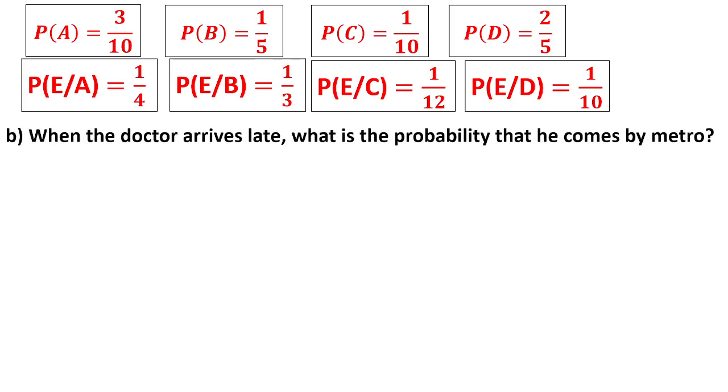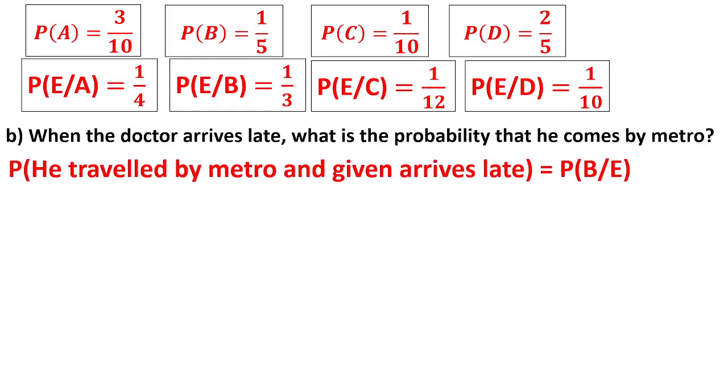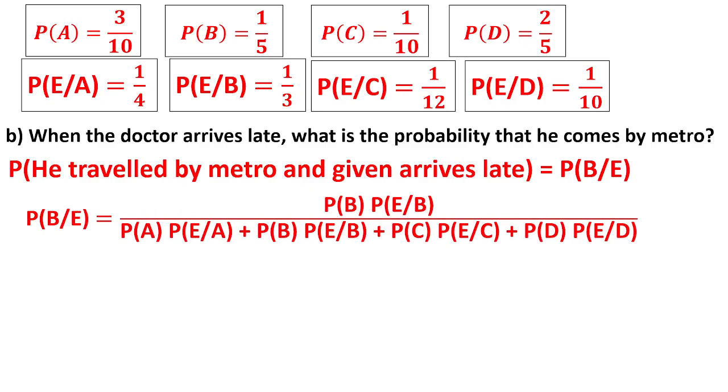Now 4 questions are possible in Bayes theorem. When the doctor arrives late, what is the probability that he came by metro, by bike, by cab, or by other means? Any question can be asked in the exam. But this is Bayes theorem, because they want the probability of the event of the first experiment. Therefore it is Bayes theorem, B given E. Now this is the formula.